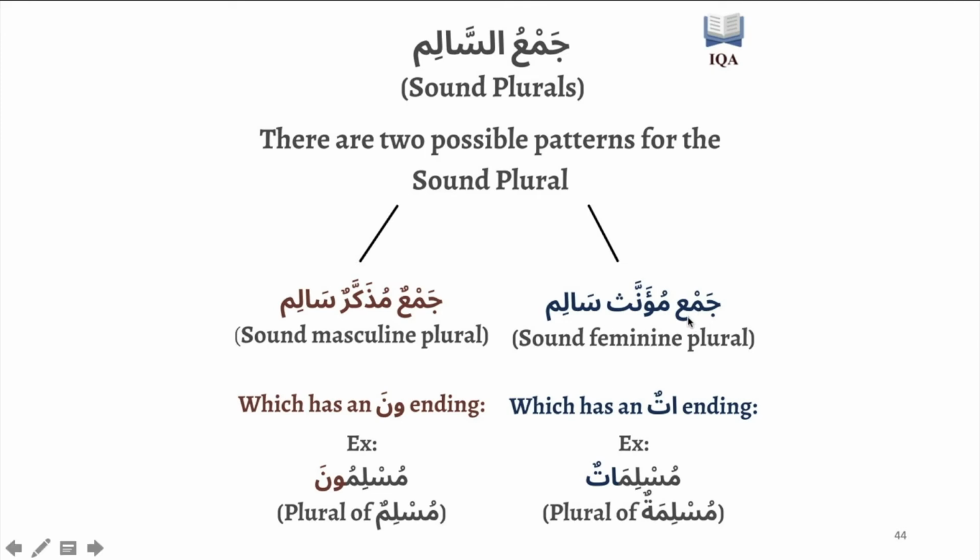The Jam' Mu'annath Salim is the sound feminine plural. These are feminine nouns, nouns that indicate feminine things, where the plural pattern is going to be at at the end. So you're simply going to add at at the end of it. So muslimatun becomes muslimatun. Muhandisatun becomes muhandisatun. Mudarrisatun becomes mudarrisatun. These two patterns will always be the same. They're always going to follow the same known pattern, which is either una being added at the end or at being added at the end. You're going to determine which one it is based on the gender of the noun. If it's masculine, it's going to be un. If it's feminine, it's going to be at.